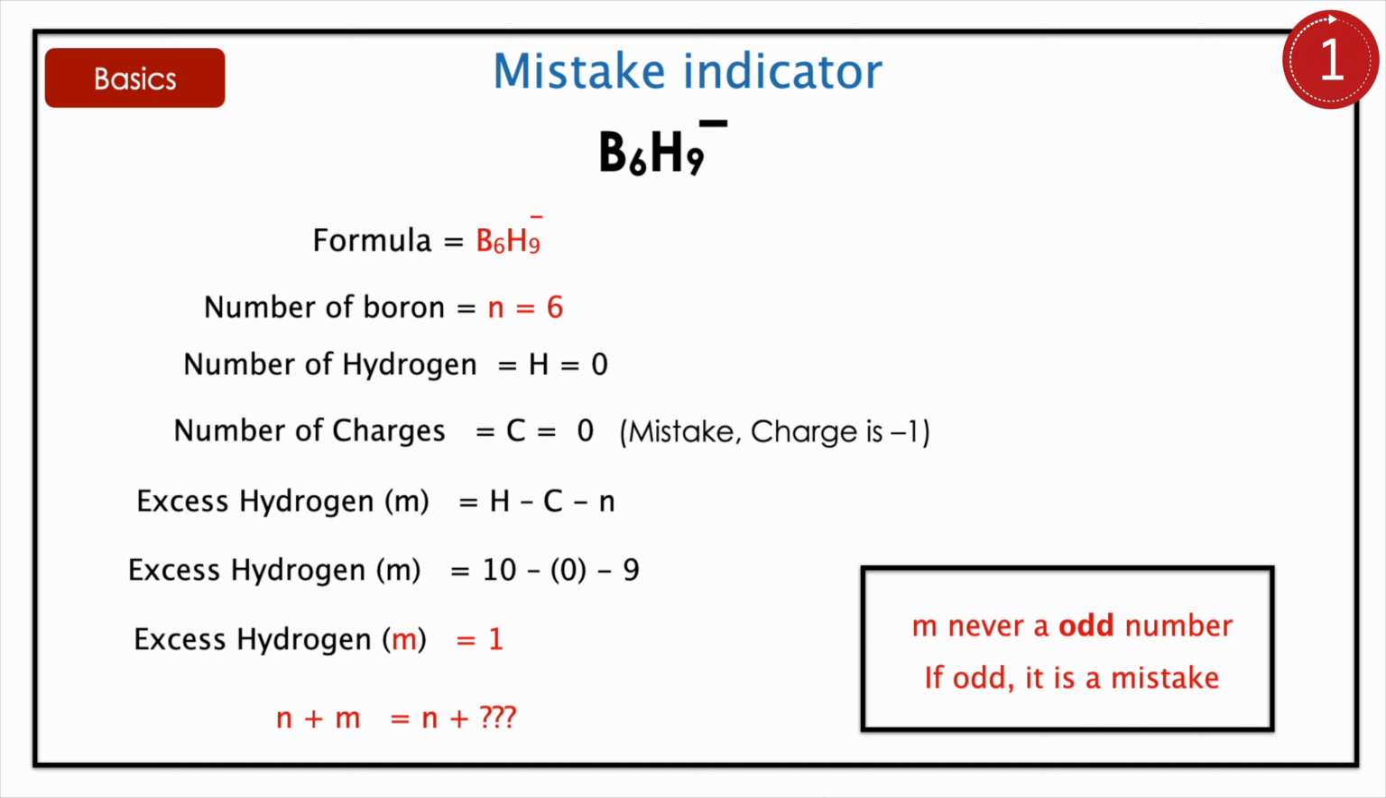Then there will be a mistake indicator. It will be simple. M cannot be an odd number. If it is odd, it is a mistake. Here I give an example with a simple error. Suppose you don't account the charges, you will commit a mistake. So instead of B6H9 minus, you write B6H9, and you get H minus C minus N, which gives M equals 1. M cannot be an odd number, so it is a mistake. So it is a simple error indicator. You should know.